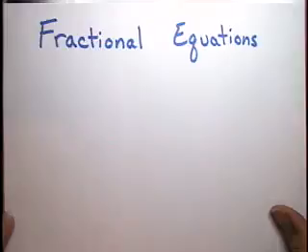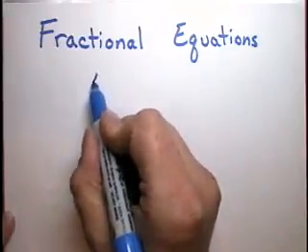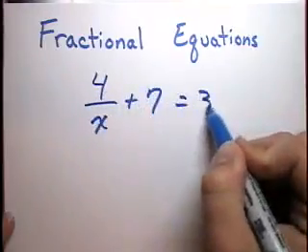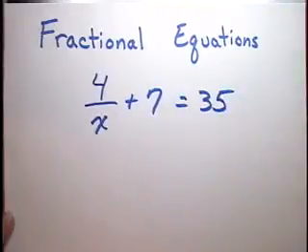We're going to solve fractional equations in this lesson. All this means is that I have an equation that has a fraction within it. For example, 4 over x plus 7 equals 35. I have 4 over x, that looks like a fraction within my equation.